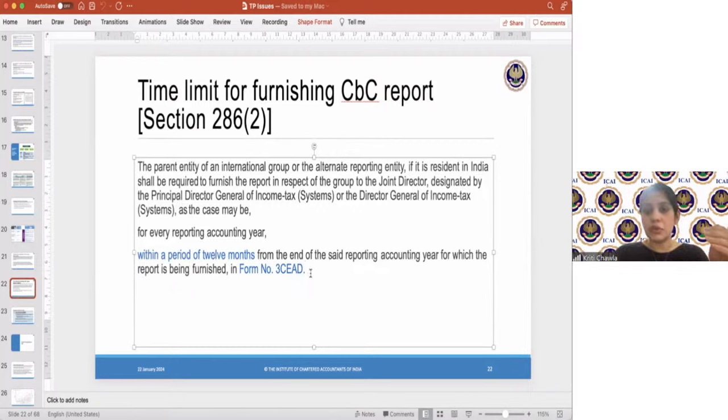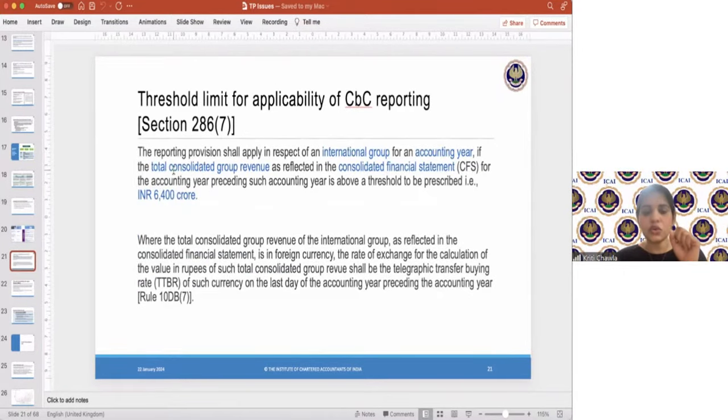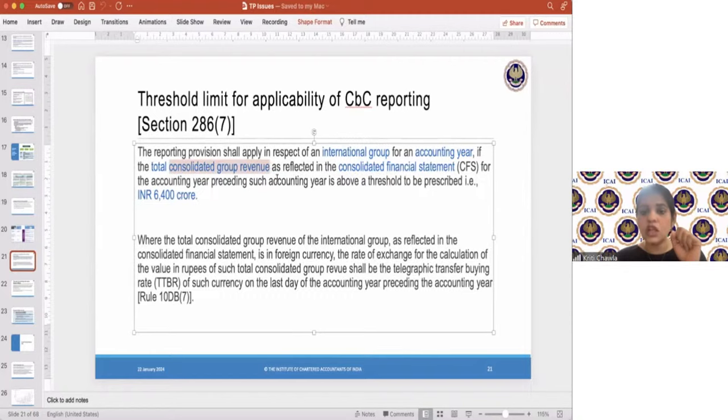Now, there are a lot of definitions: what is a parent entity, what is the alternate reporting entity, etc. What exactly is the meaning of these particular terms? That is all provided in Section 286, and it's also provided in the ICAI study manual. So I'd say go through that. What is the meaning of total consolidated group revenue? What is the meaning of accounting year? What is the meaning of international group? Although it's very logical, the definitions for all these terms are provided in Section 286 itself.